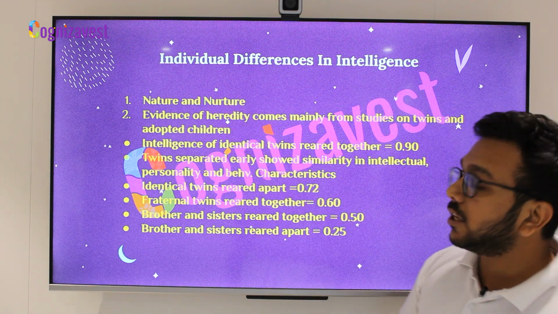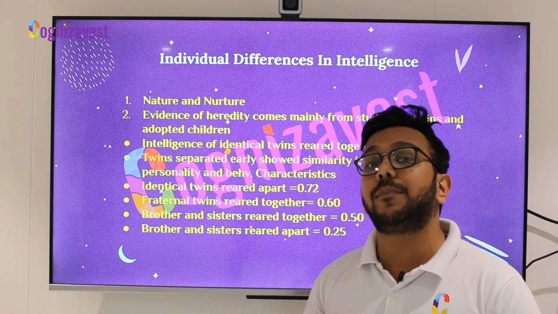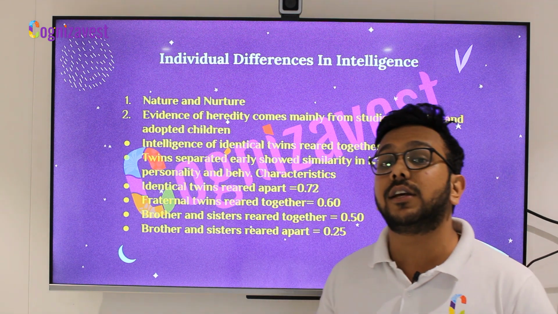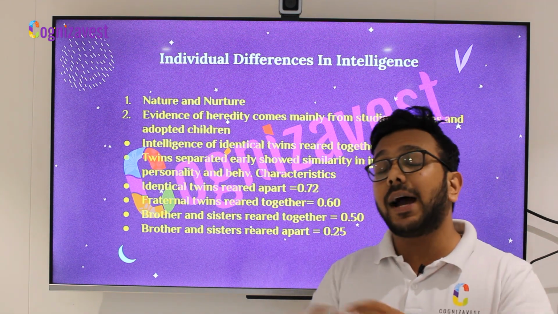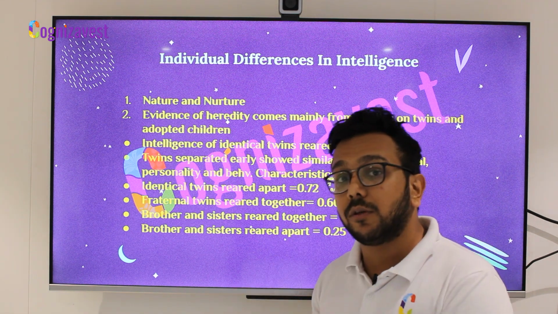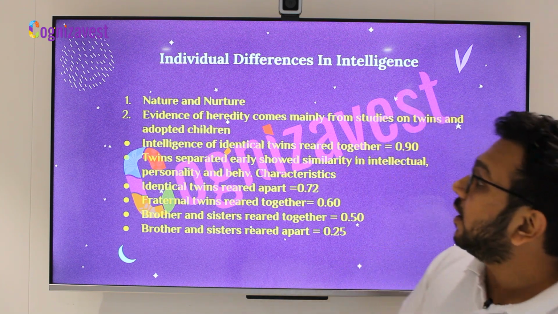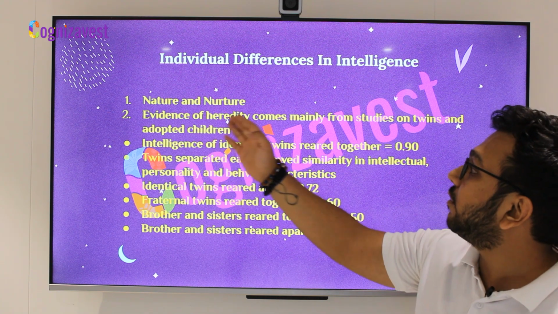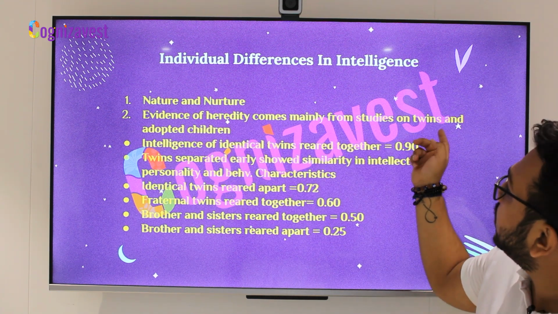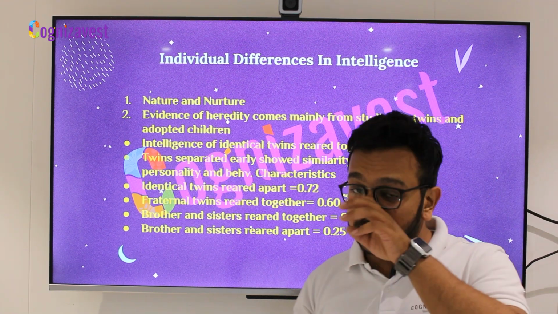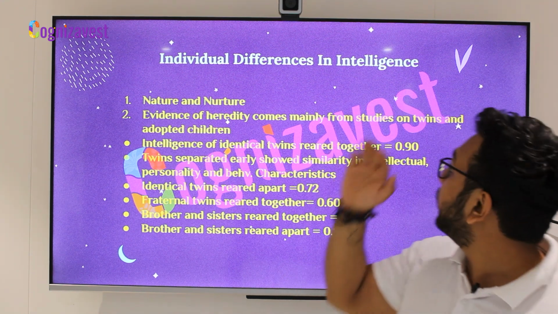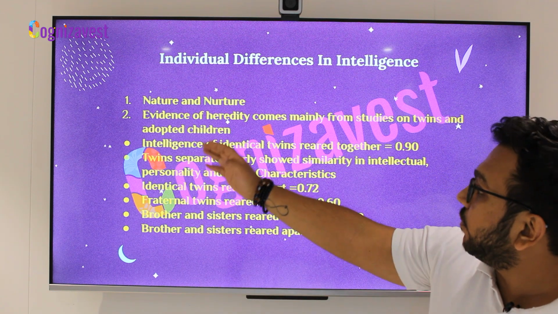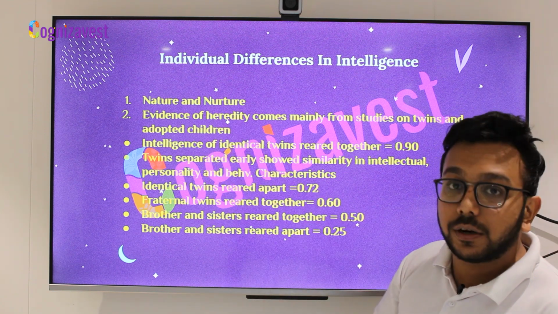Nature basically refers to the complex interplay of your heredity, for example your genes, whereas nurture, by the word itself, is the environment you grow in, the background you come from, the background you belong to, the background you move to, etc. We'll move to nature first. Evidence of heredity comes mainly from the studies on twins and adopted children. So nature, as I said, is heredity. We have studied mainly twins and adopted children, so we have different kinds of ratios and numbers.